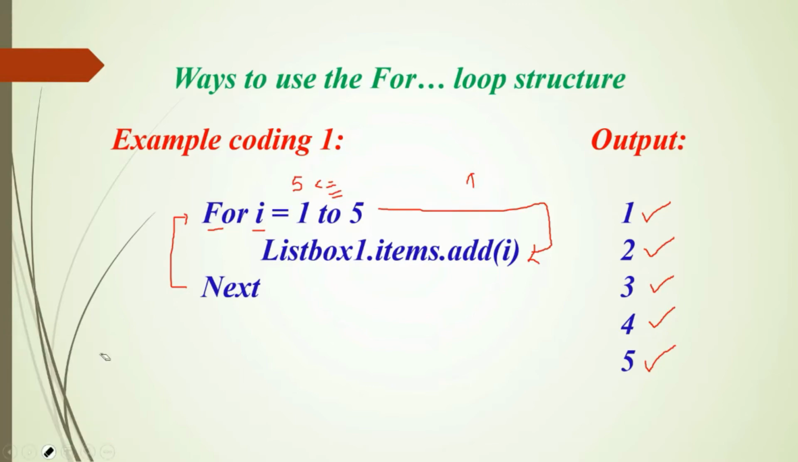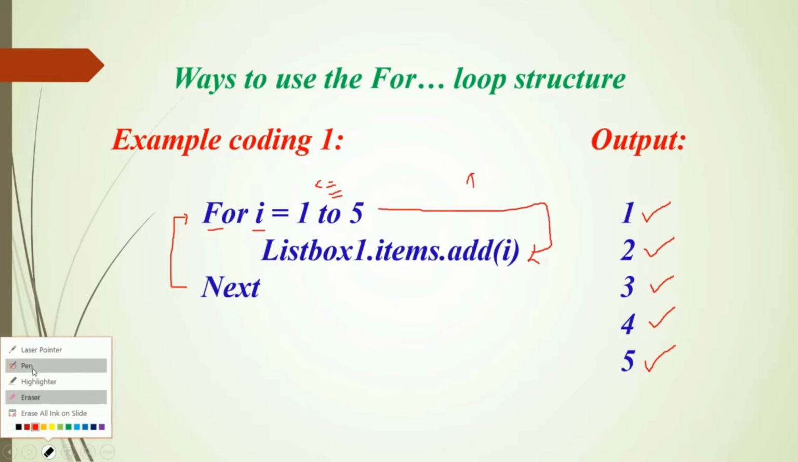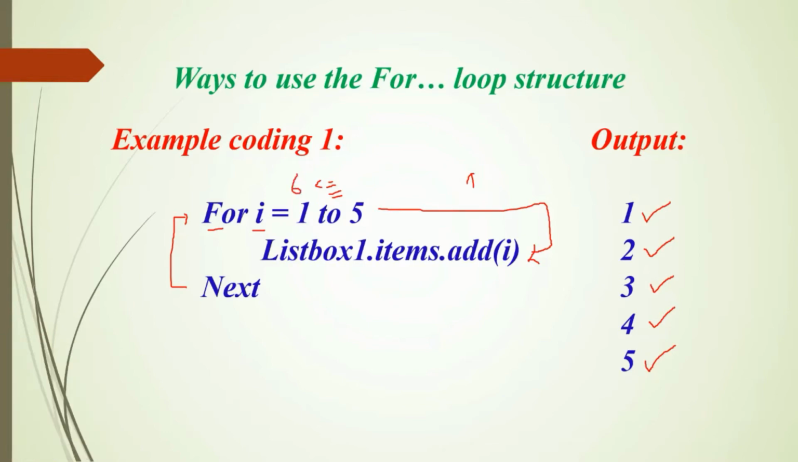So what will happen? The value of I is now 6. So 6 less than or equal to 5? No, the condition is false. If the condition is false, the control transfers outside the for loop structure. So this is the working principle of the for loop structure, students.